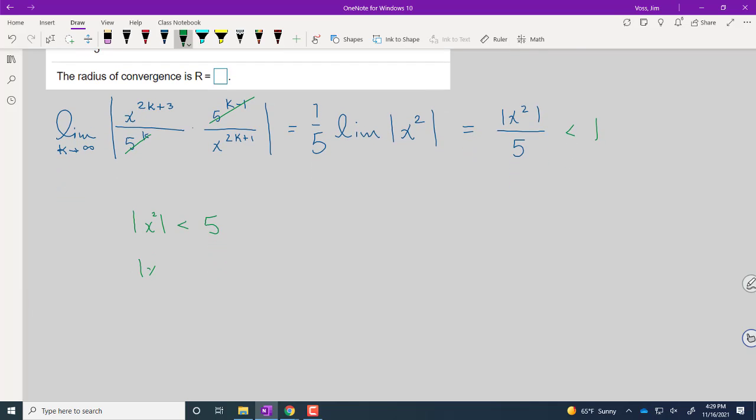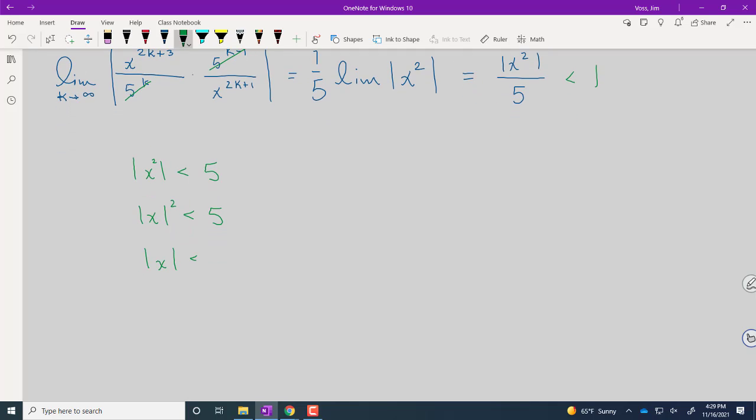And then we can pull the square out of the absolute value. That's legitimate. Absolute value squared. We can now take the square root of both sides. And now we can turn this into a compound inequality. So we have that. Now we know the bounds of our interval of convergence. We know the goalposts. We know that we're between negative root 5 and root 5. We could identify the radius of convergence at this moment. That would be root 5, half the total length of the interval.